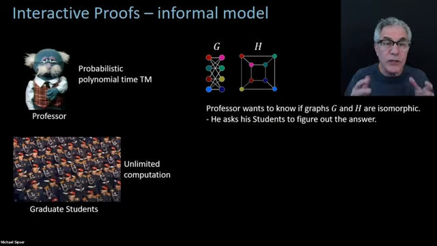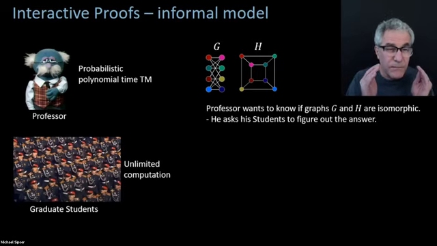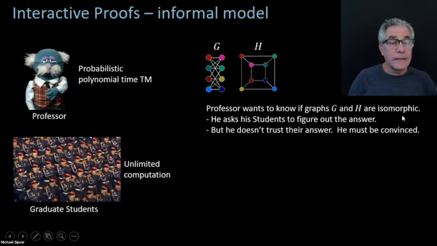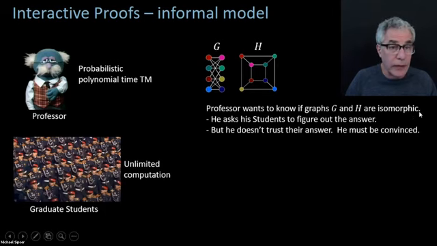So the professor does not trust the students. It's not enough for the professor to give the problem to the students and just take any answer that they're going to give. The professor wants to be convinced. Okay, so now, how could the students convince the professor of the answer, that they've really done the work and figured out whether the graphs are isomorphic or not?